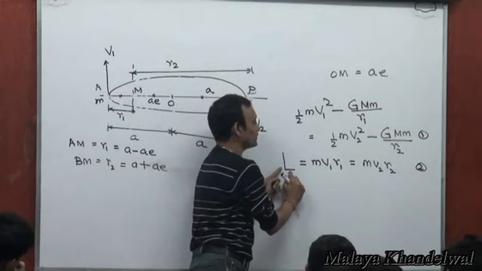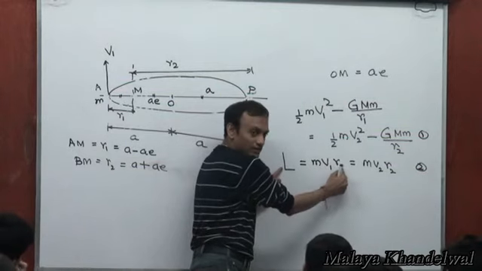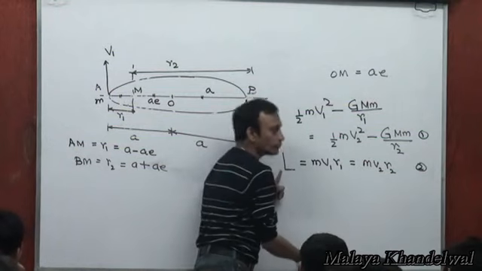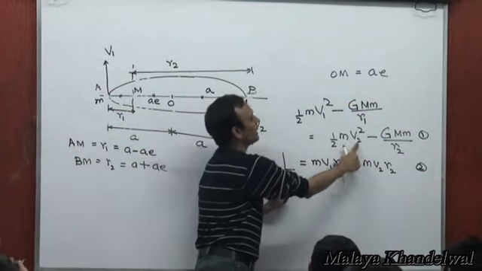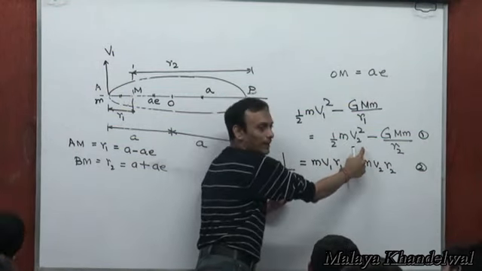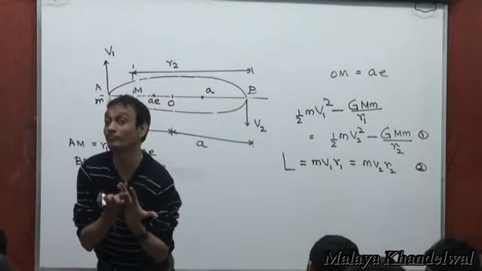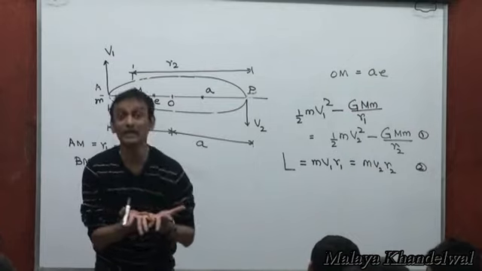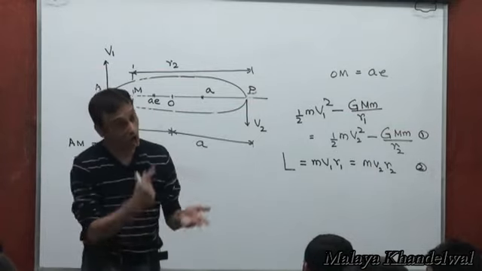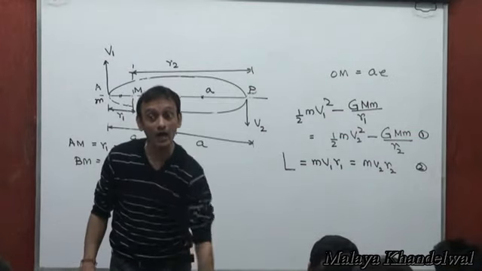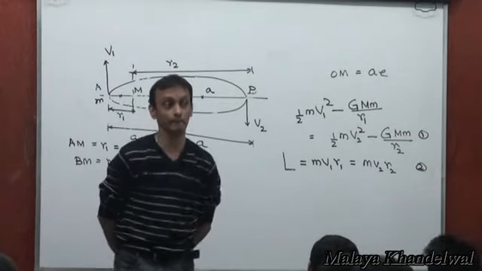This V1 could be written as L by MR1. This V2 could be written as L by MR2. And V1 and V2 could be plugged in as L by MR1 and L by MR2. So you can solve for L, the angular momentum, in terms of R1 and R2, yes or no? You can solve for the angular momentum L in terms of R1 and R2, clear?